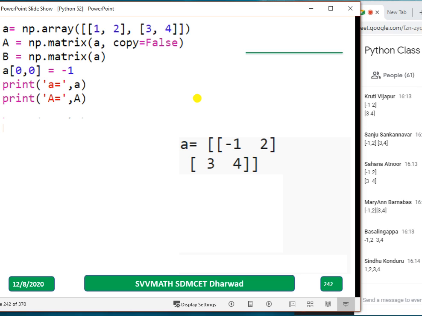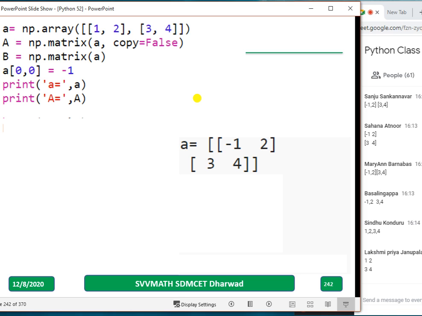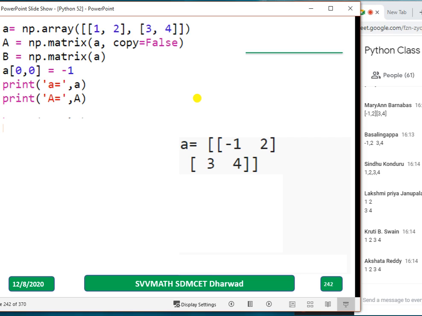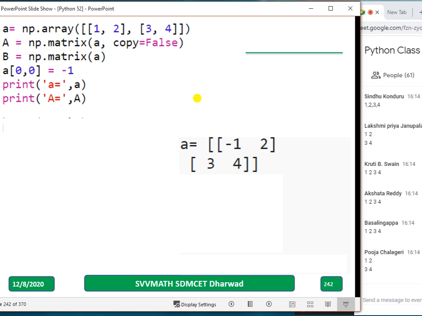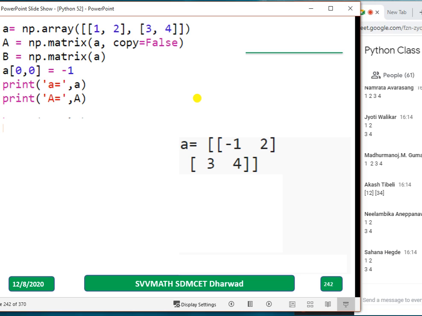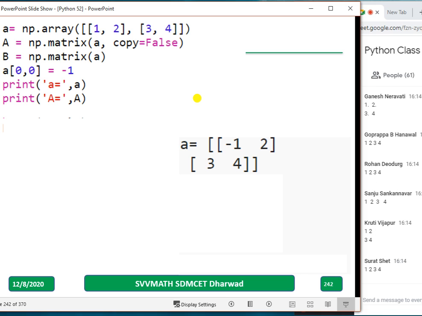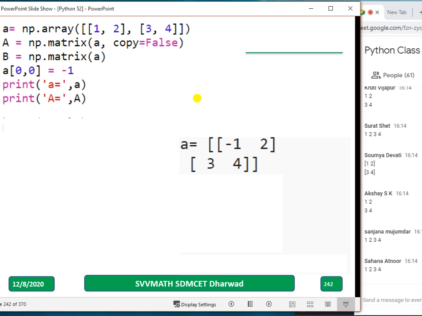Oh, it's like this. Sindhu has typed and Lakshmi has typed. Others are thinking. Kruti, Akshita, Basalingappa, and Pooja. Okay, all are typing the same answer. Good. Jyoti, Madhur, Manoj, Akash, Rohan, Sanju, Kruti, Suraj, Soumya, Akshay, Sanjana, Anusha Joshi.